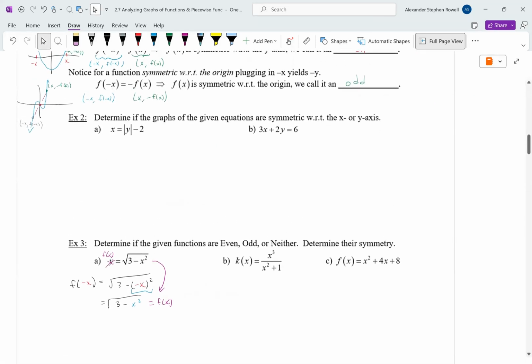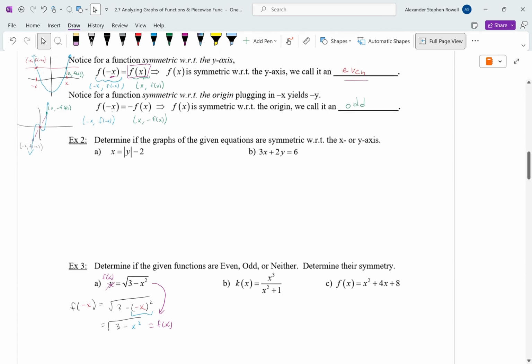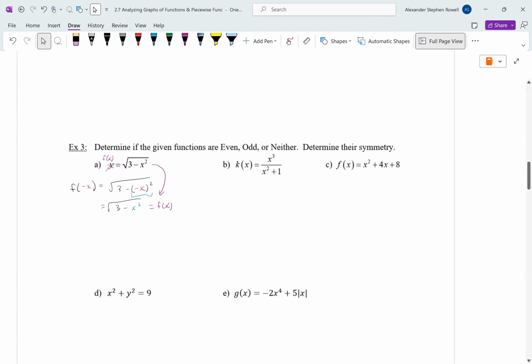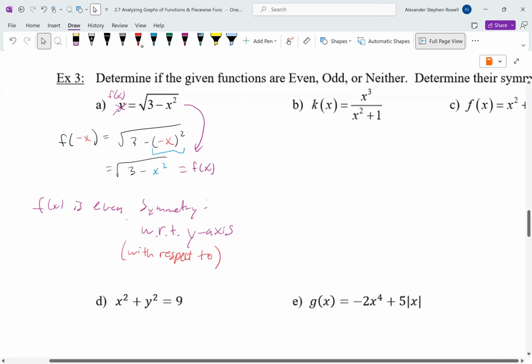So does that mean it's even, odd, or neither? If I plug in negative x into my function and I get the original function back, it's even. So that means whether the x and y are positive or negative, I get the same y value. It has the same height, so it's symmetric about the y-axis. We say f of x is even, which means the symmetry is with respect to the y-axis. Are you okay with me using WRT for with respect to? All right, any questions about that?